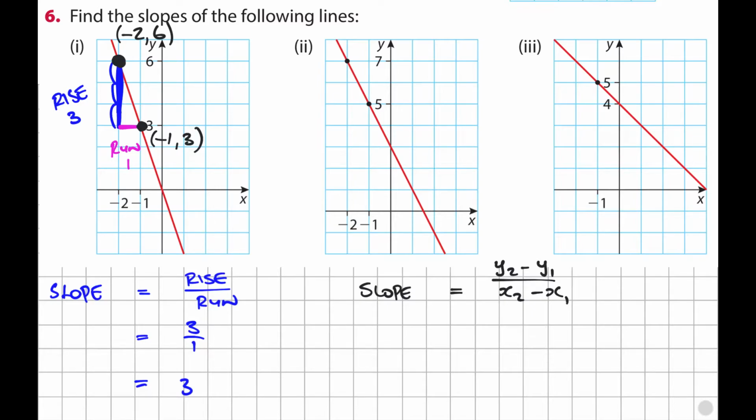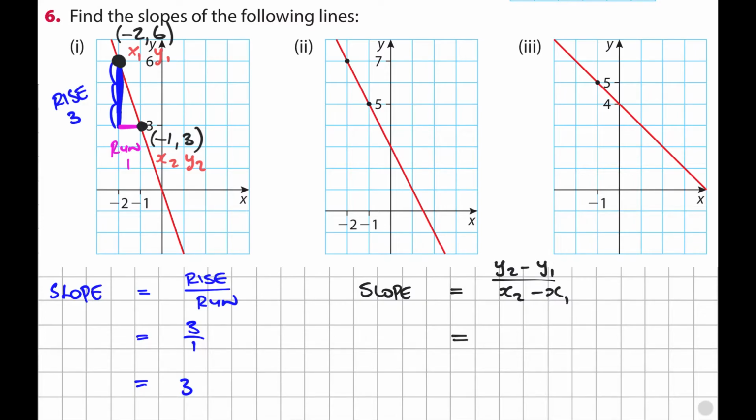So you take your 2 points. Let's take the first one there and we label it x1 and y1. It doesn't matter which one you pick. I'm going to just pick the top one and call that x1 and y1. So the bottom one is going to be x2 and y2. Once you've labeled them, you need to be able to put them into the formula.